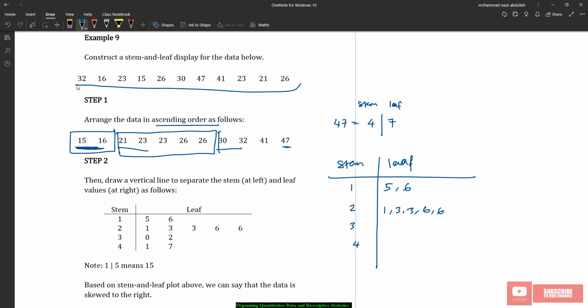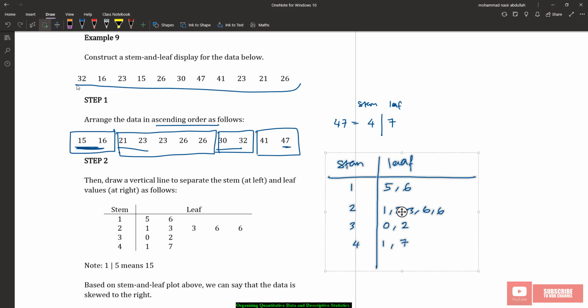And then for 30 we have 0 and 2. And 40 we have 1 and 7. So this is what we call a stem and leaf plot. Right? Stem and leaf plot. So how to read a stem and leaf plot?